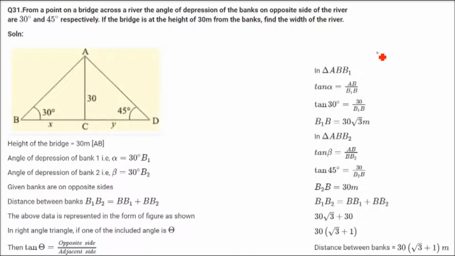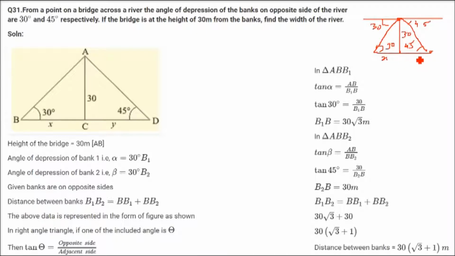So here we have two banks, and there is a bridge across a river. So this is a river flowing. The angles of depression of the banks on the opposite sides of the river are these. If you see this side, this angle is 30 degrees, the angle of depression, and this angle is 45 degrees, also an angle of depression. So this will be 30, this will also be 45, like this, and the height of this bridge is 30.